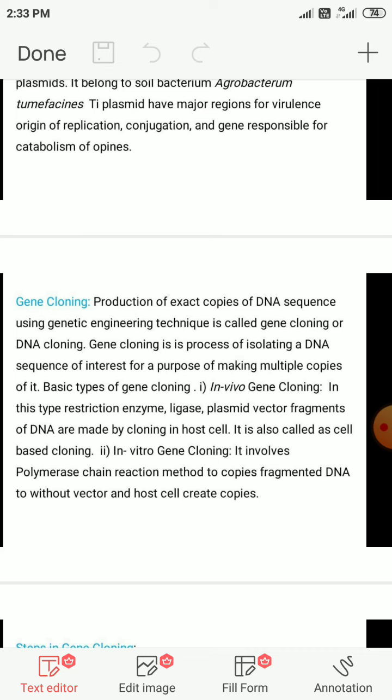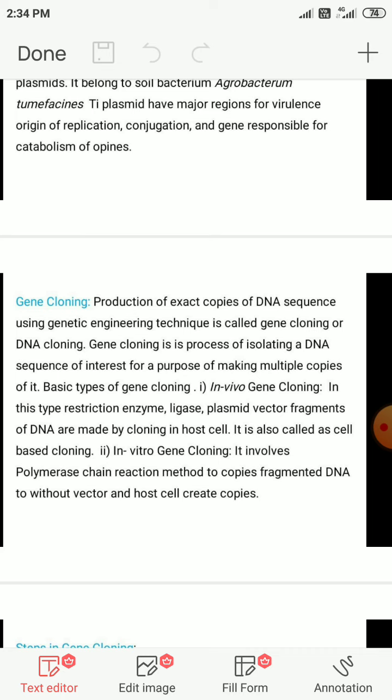Now, the production of exact copies of a DNA sequence using genetic engineering techniques is called gene cloning or DNA cloning. Gene cloning is the process of isolating a DNA sequence of interest for the purpose of making multiple copies of it.